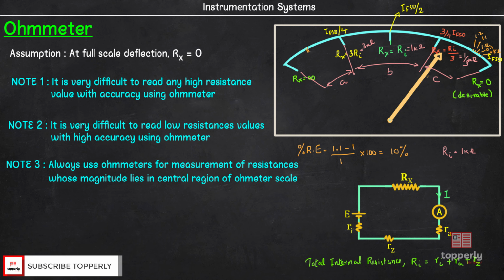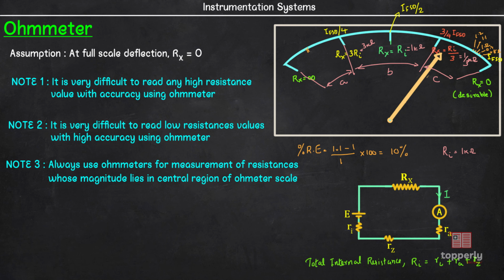Okay, so once again, based on 3 notes, we can say that we get accurate readings only on the central part of the scale. Also, the central point of the scale reads magnitude equal to the total internal resistance of the ohm meter. Therefore, we should choose our ohm meters in such a way that their total internal resistance is comparable with the unknown resistance whose value is to be measured. But even in this case, the accuracy is not as high as Wheatstone bridge method or ammeter voltmeter methods.